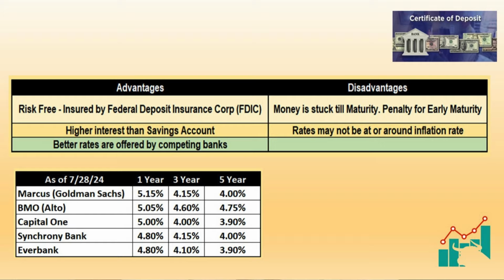Banks compete with each other for customers by offering higher rates. These rates are recent as of July 2024. For example, Marcus by Goldman Sachs was recently offering a 1-year CD for 5.15% versus 5% from Capital One Financial. If you are interested in CD accounts, a good starting point is to ask your current bank about their offerings and compare it versus other banks.